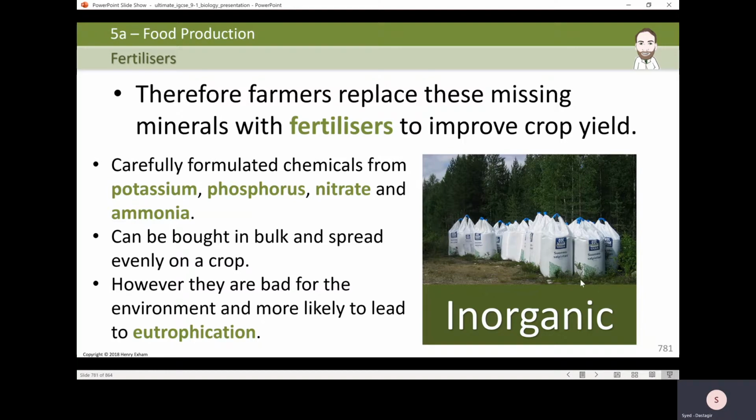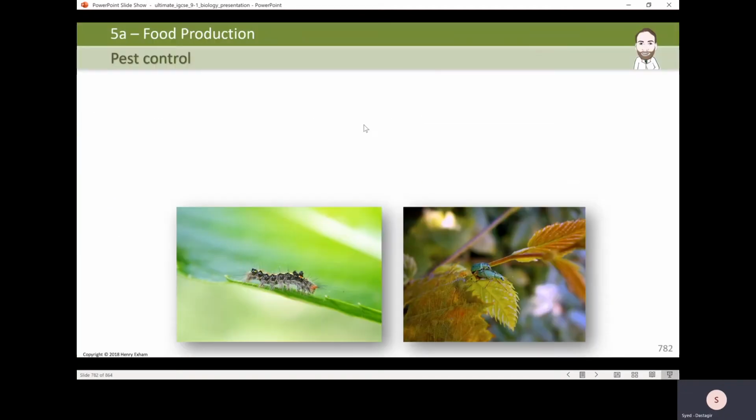These minerals leak into the rivers, and if you haven't already covered it, this is a problem for the environment of the ecosystem of the river. We'll come back to that at a later date.